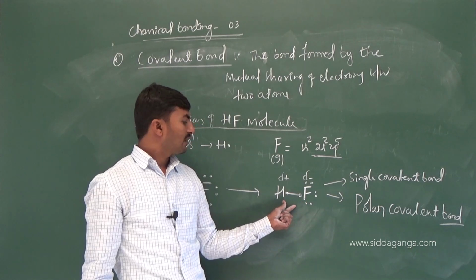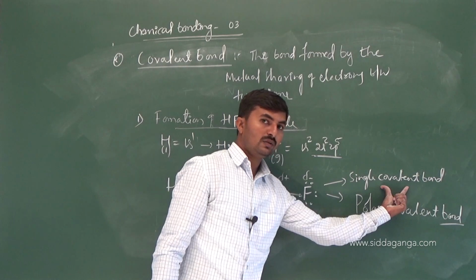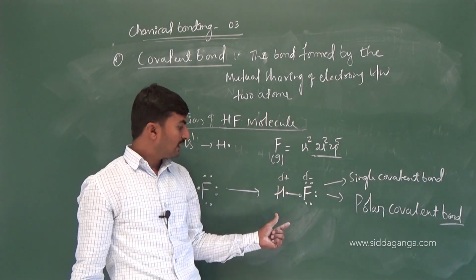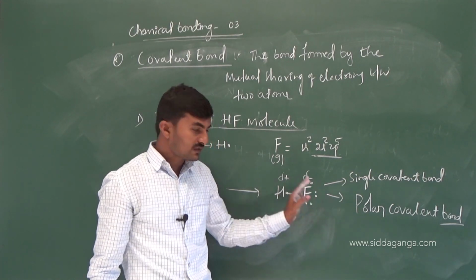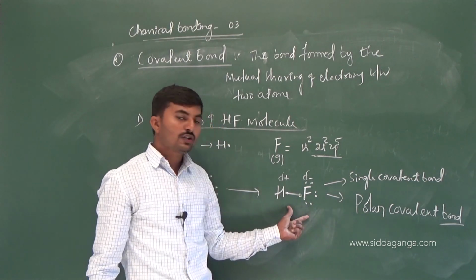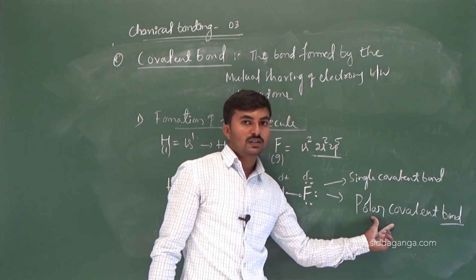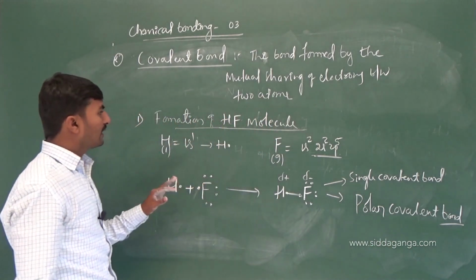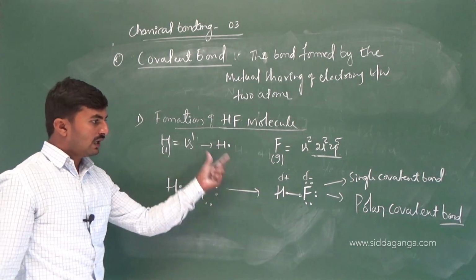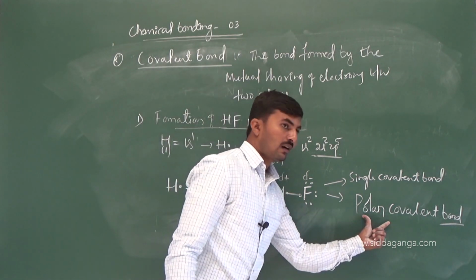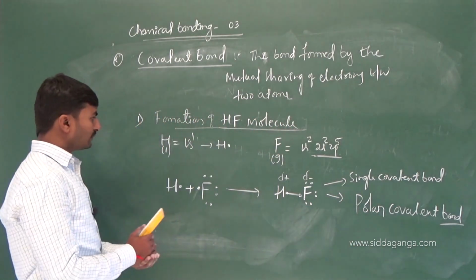Okay, because of the sharing of a single electron pair here, it is an example of a single covalent bond. Because of the difference in their electronegativities, movement of electrons takes place towards one of the atoms, such that an unequal distribution of electrons takes place. That is why it belongs to polar covalent bond. Okay, this is regarding the formation of the HF molecule, how the covalent bond forms, and how the polarity or ionic character develops inside the covalent bond.